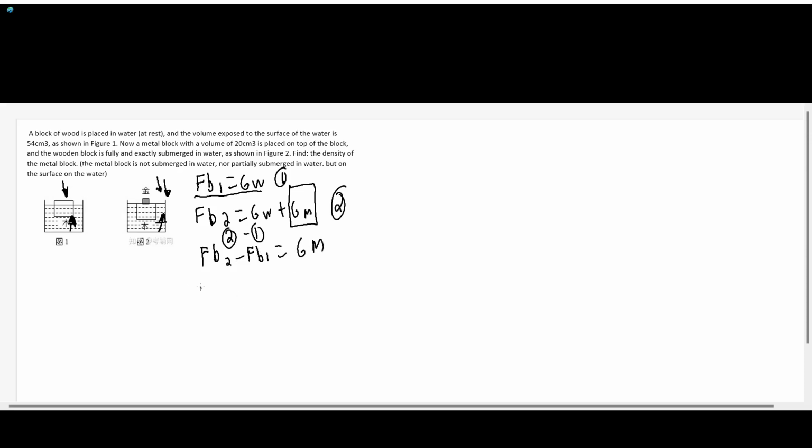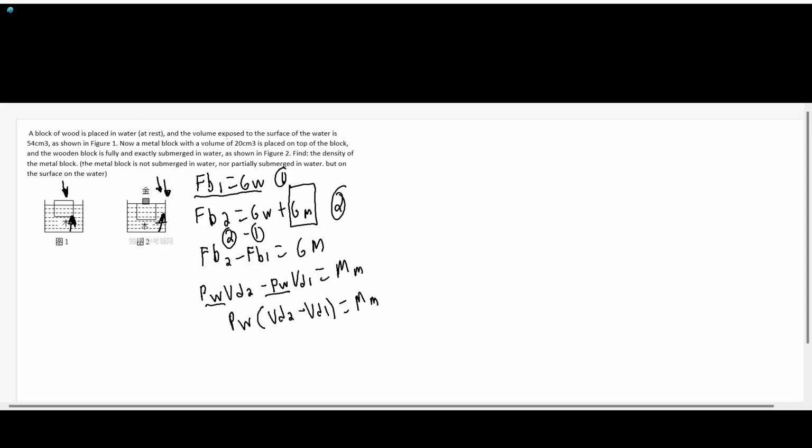Now expand this out, you get density of the water times volume displaced 2 minus density of the water times volume displaced 1 is equal to the mass of the metal. There's always gravitational acceleration, but we can get rid of it. Put these all together, find the common term, rho of water, the density. We have rho water times the volume displaced 2 minus volume displaced 1 is equal to the mass of the metal. Now, pay attention here.